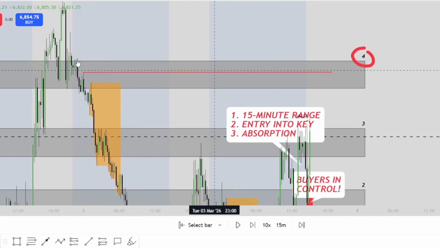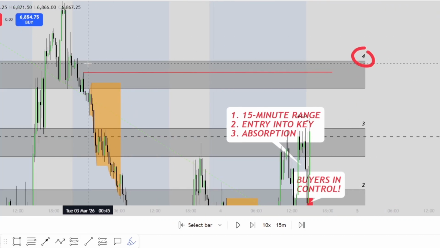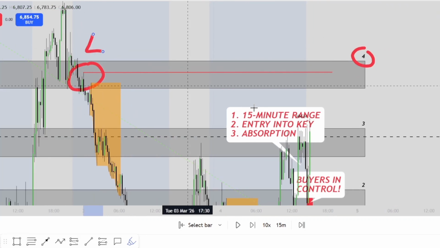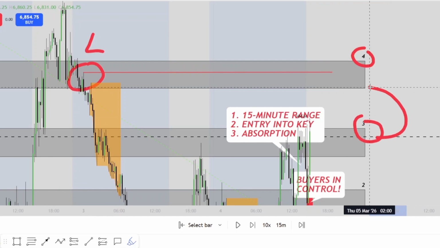Right? This is also another key level, because there were limit orders resting here. So when you know where the limit orders are, not only do you know where to enter, you know where to exit. So this trade was basically from 2 to 3 to 4.